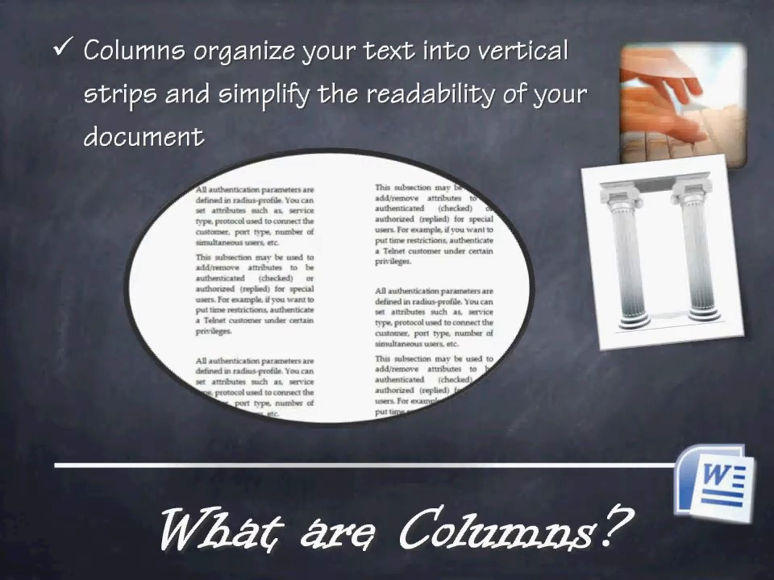So columns are what you see when you see your text in vertical strips. Now it can be 2, 3, 4, 5, however many columns you wish in your document. The normal default view is when your text is in one column, that spans from the left side of your page to the right side. As soon as you see two strips of text, you have now entered columns into your document. So it arranges your text in such a way that makes it a little bit more readable, a little more simple to follow along, and typically people like this when they are reading.